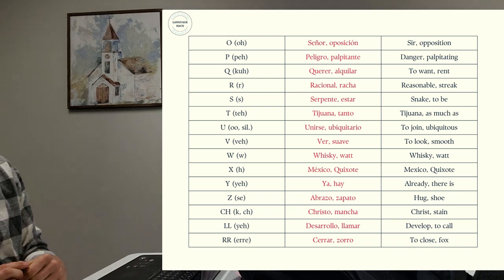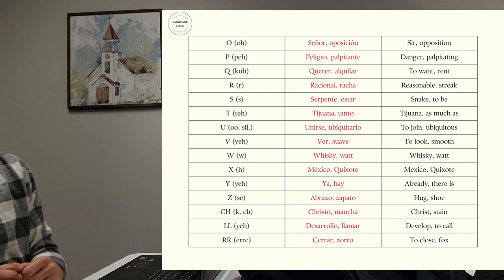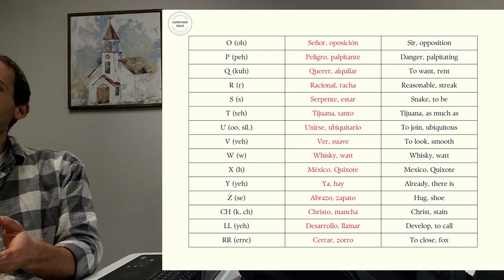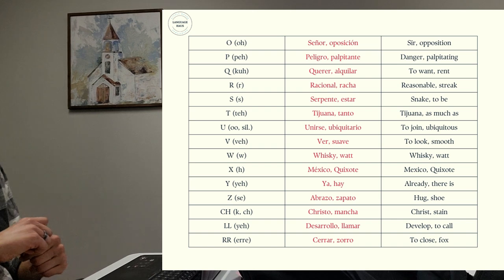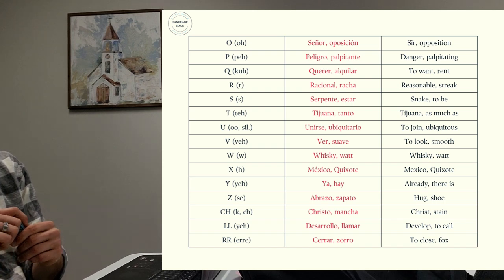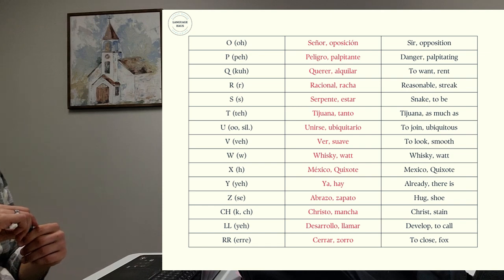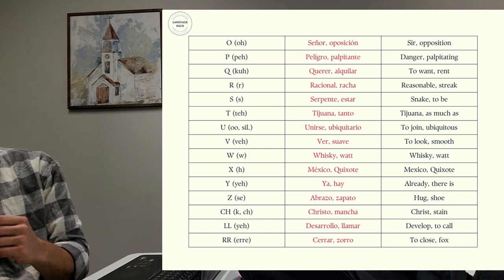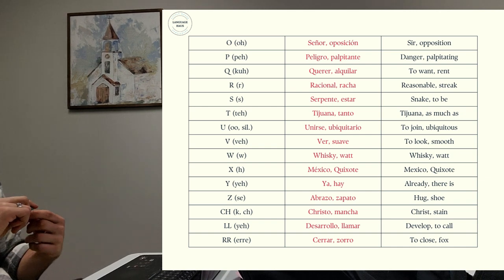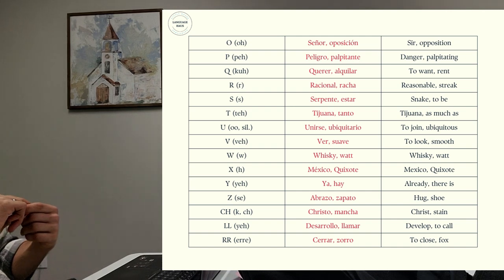I'll go ahead and take the next 4. R, racional, racha. So again, single R's, you can more or less get away with pronouncing them like D's. S, serpente, estar. T, Tijuana. I always say Tijuana wrong. Correct. Tijuana. Tanto.